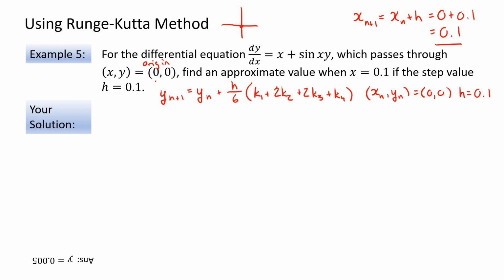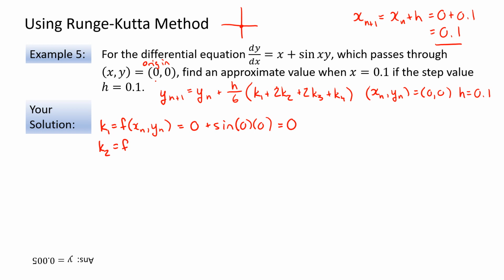So looking at this, we have to calculate K1, K2, K3, and K4. So K1 is simply the function at x_n and y_n, which we know are 0 and 0. If we do that, we get 0 plus sine of 0 times 0. So for any of these questions where we're involving especially decimals like this, make sure when you're doing your calculations that your calculator's in radians if it has a trigonometric function. Okay? In this case, sine of 0 is simply 0, so K1 is just 0.